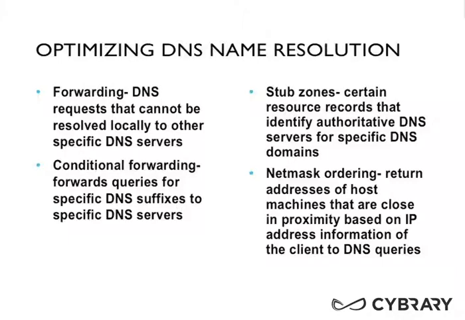Another new feature is netmask ordering. Netmask ordering returns addresses of host machines that are close in proximity, based on the IP address of the client machine that does the DNS query. So it's going to return addresses of host machines that are close by to the IP address of the client machine that requests the DNS name query.